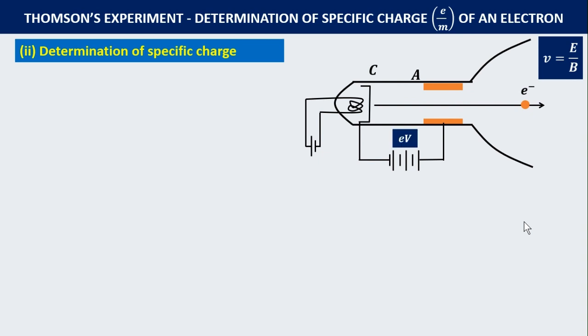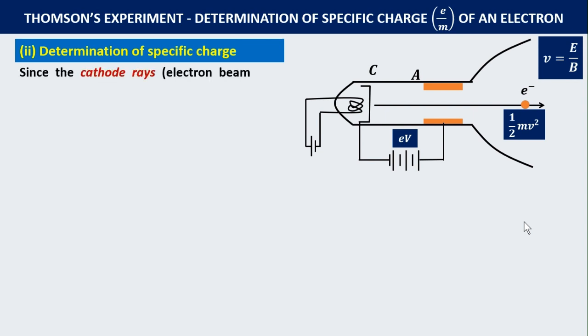The energy to the electron is given by the battery. The electrical energy of the battery is eV. This is given to the electron. The electron takes this energy and goes with a high velocity with the kinetic energy half mv square. Right? So the battery energy is converted into kinetic energy of the electron.